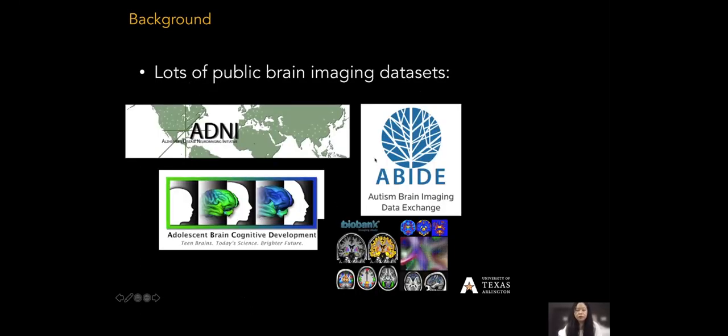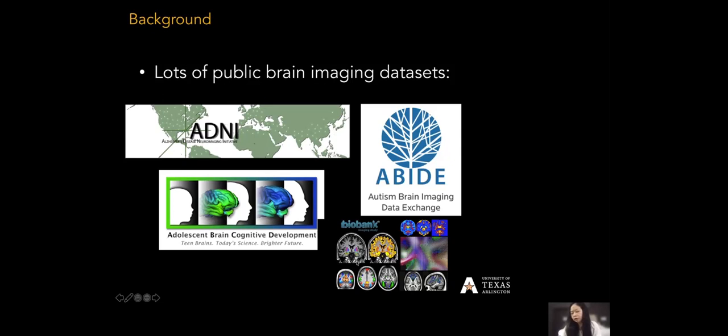So far, lots of publicly available medical imaging datasets focus especially on the brain imaging. For example, this one is called ADNI. ADNI is a very large-scale dataset focusing on the Alzheimer's disease diagnosis. Another one that is also very popular is called Autism Brain Imaging Data Exchange, which is also a very large-scale brain imaging dataset for the autism diagnosis. Besides that, we also have the ABCD dataset, which is a large-scale dataset focusing on adolescent brain development.